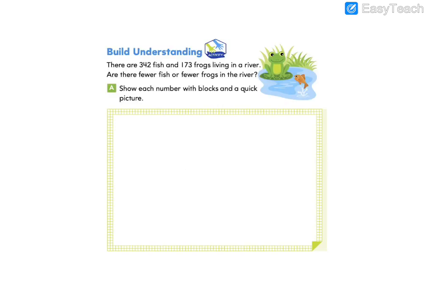Let's look at our build understanding problem. There are 342 fish and 173 frogs living in a river. Are there fewer fish or fewer frogs in the river? Show each number with blocks and a quick picture. So if you have place value blocks, you can use them, or you can just do a picture.